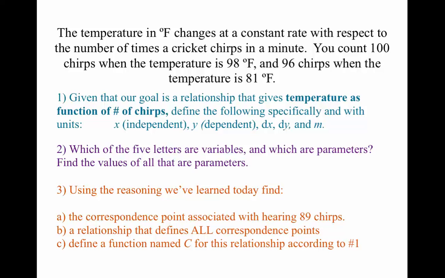Given that our goal is a relationship that gives a temperature as a function of number of chirps, define the following specifically and with units: x, y, dx, dy, and m. Which of those 5 letters are variables and which are parameters? And then find the values of all that are parameters. Use the reasoning that we learned today to find the correspondence point associated with 89 chirps.